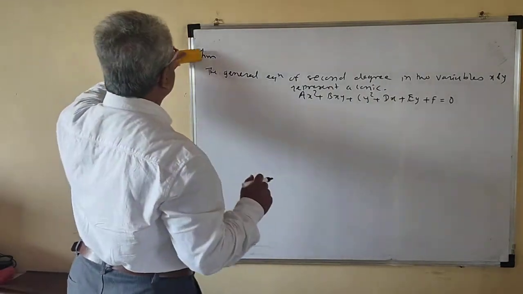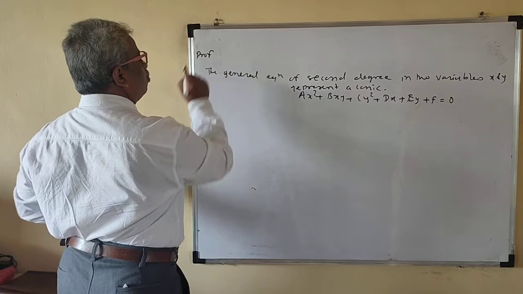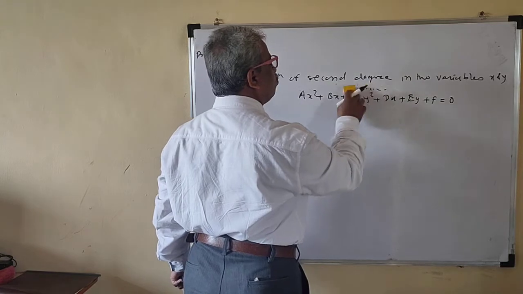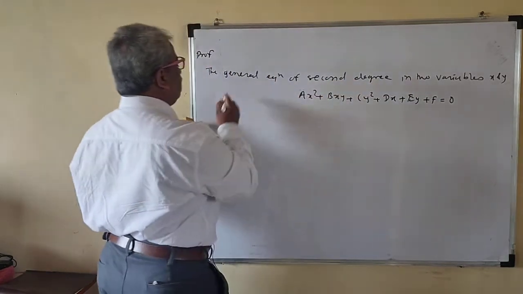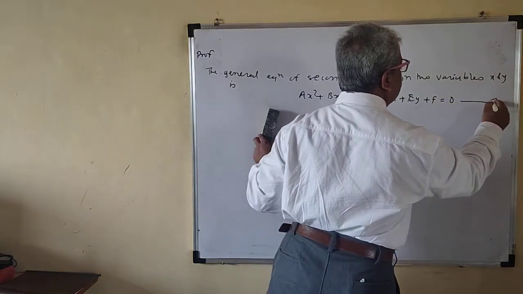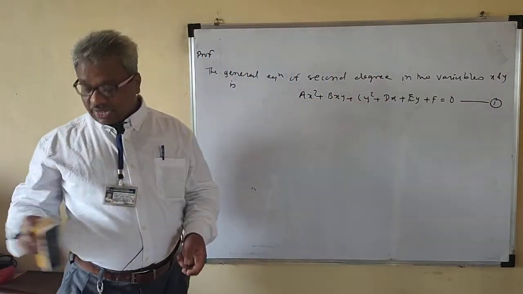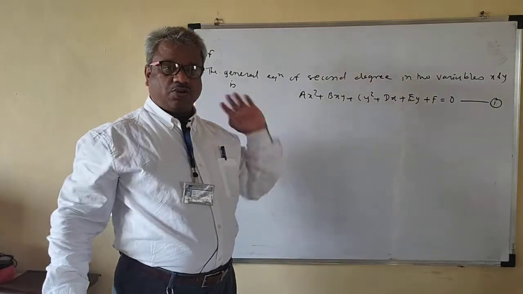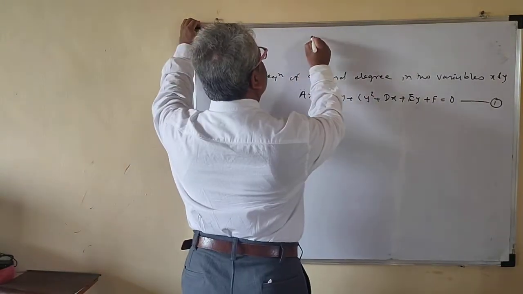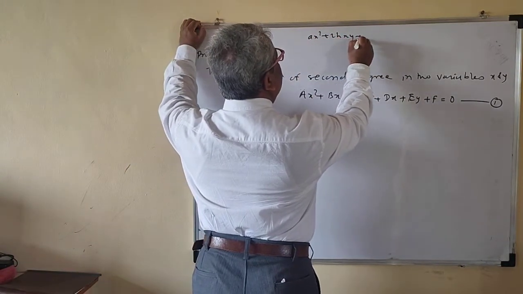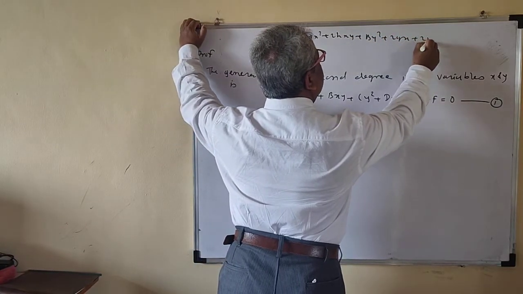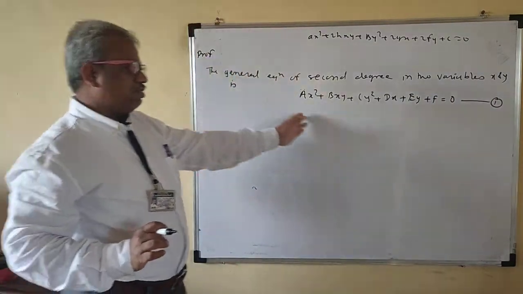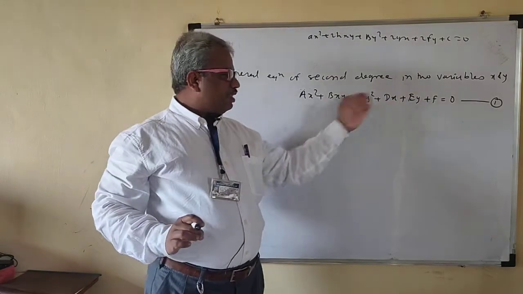Now we will prove this one. The general second degree equation in two variables x and y, we call this as 1. Our aim is to prove that this equation represents a conic. You are familiar with this: ax square plus twice hxy plus by square plus twice gx plus twice fy plus c is equal to 0. This is also a general second degree equation, but here we have taken a, b, c, f, g, h.